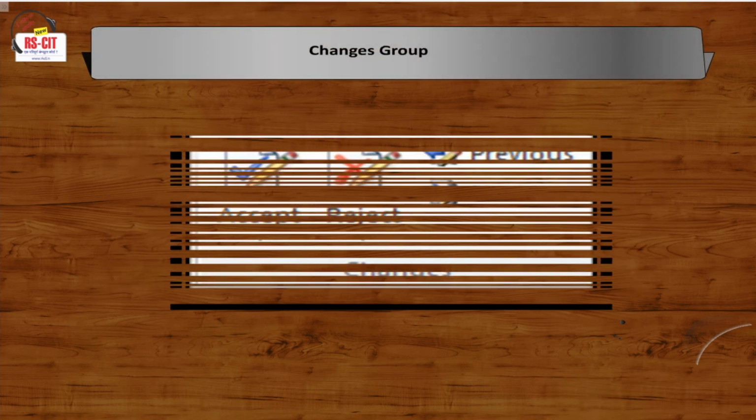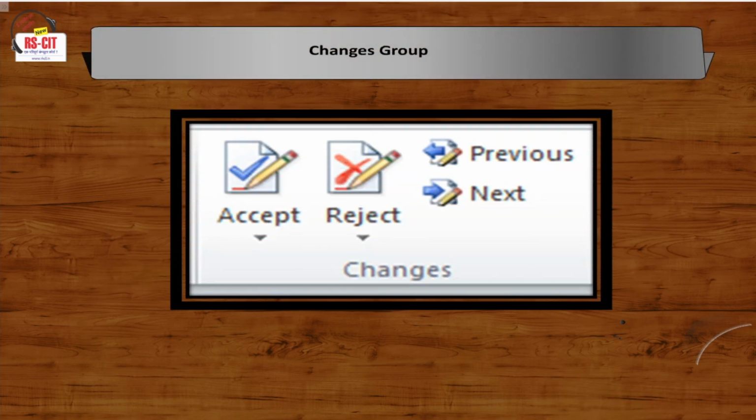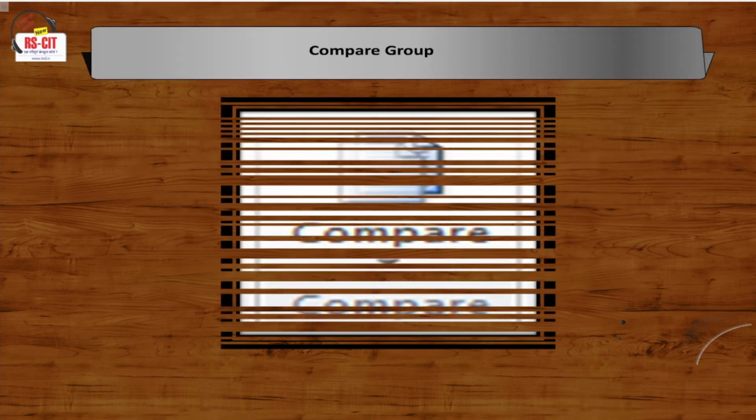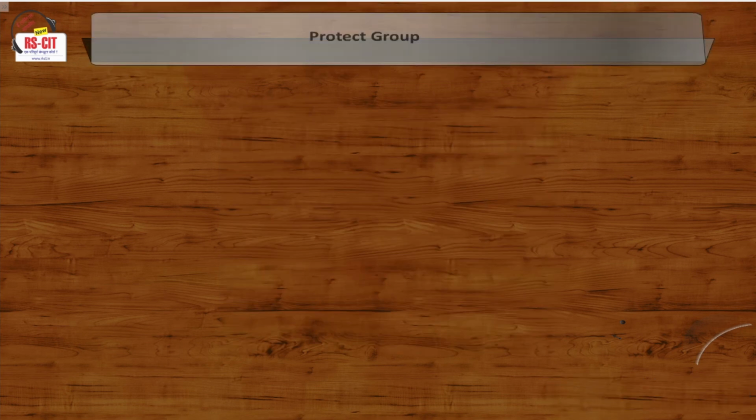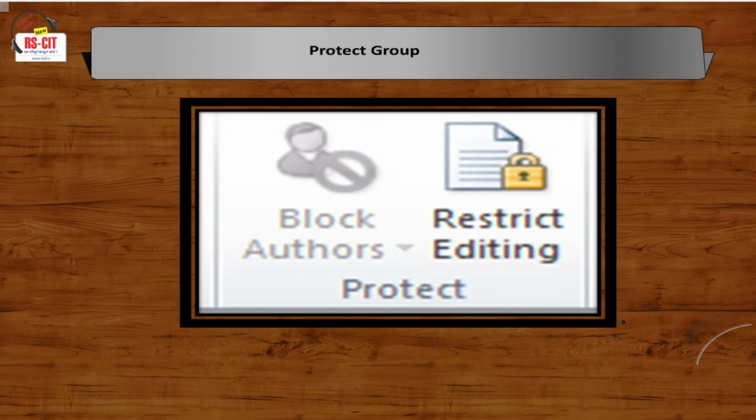Changes group has accept, reject, previous, and next options. Compare group has compare and combine options. Protect group has block authors and restrict editing options. You should explore all the tabs and commands in the practical sessions in order to better understand their actual application.